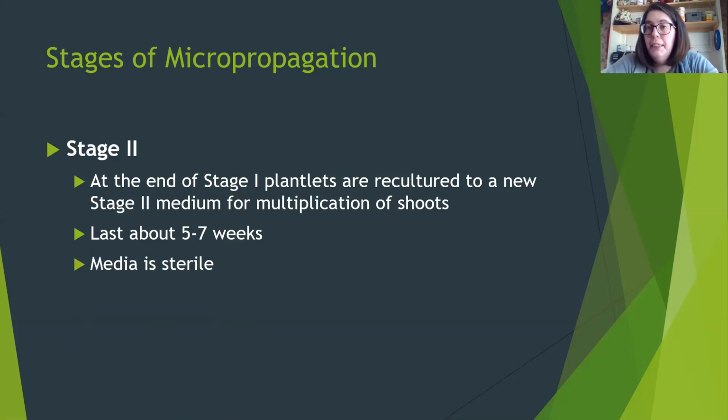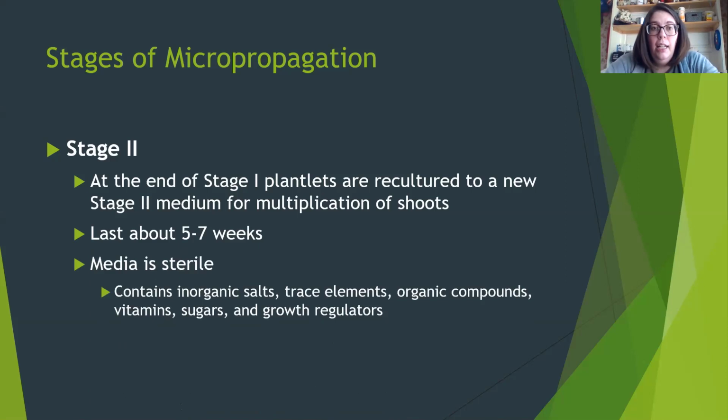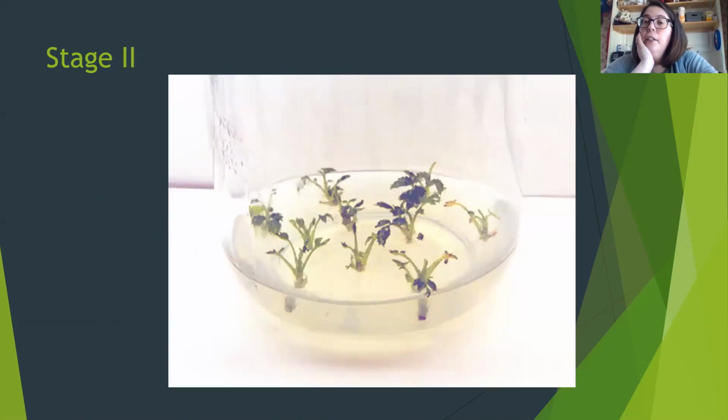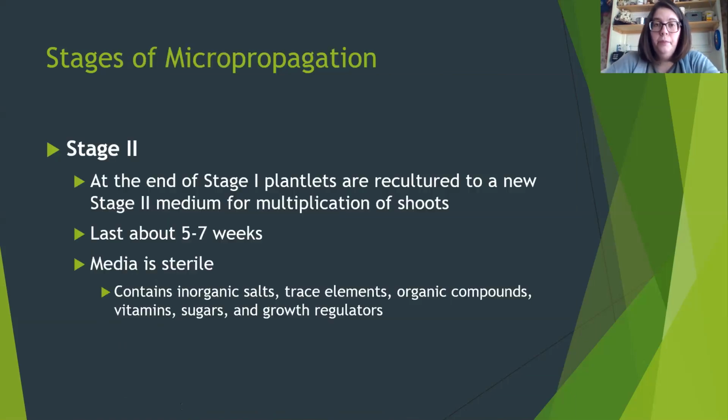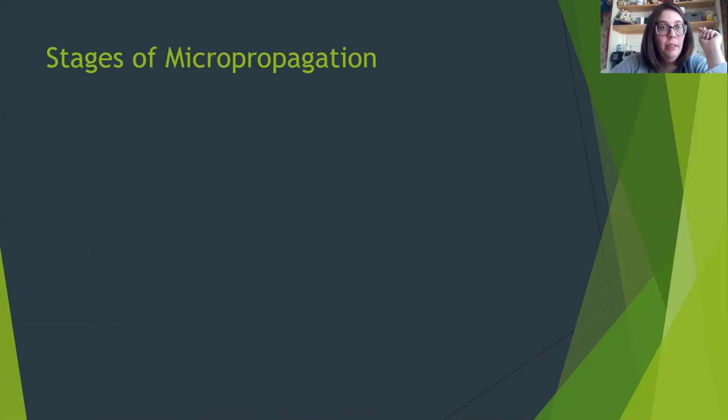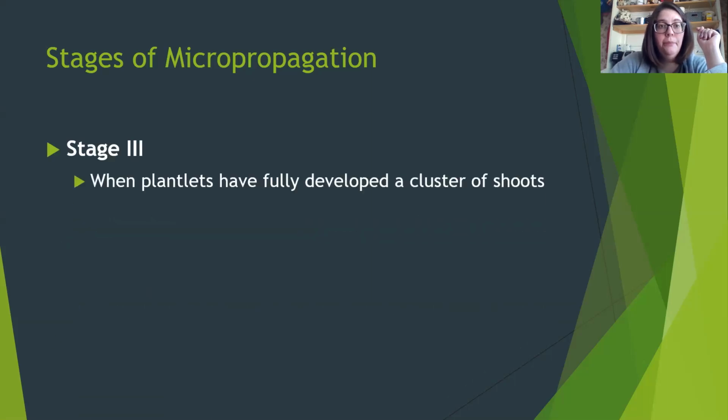Still, your medium is sterile. And here's some of the things that can be inside that medium. Okay, you want some organic compounds, some vitamins, and some sugars. Here is stage 2. See the little shoots? Little shoots growing? Stage 2, you get shoots. Okay? Stage 2, 5 to 7 weeks. We're trying to get some shoots. There's stage 2. Let's go to stage 3.